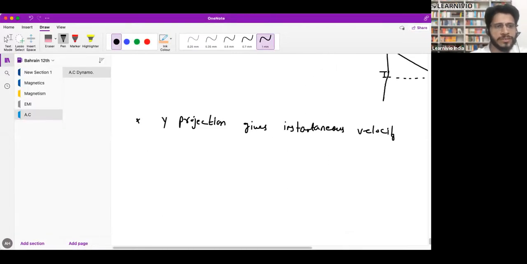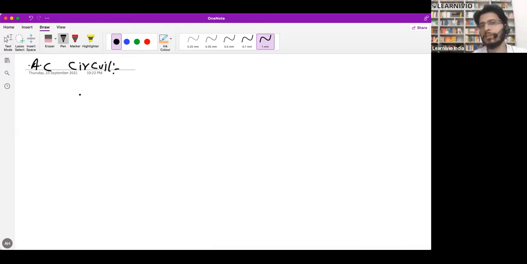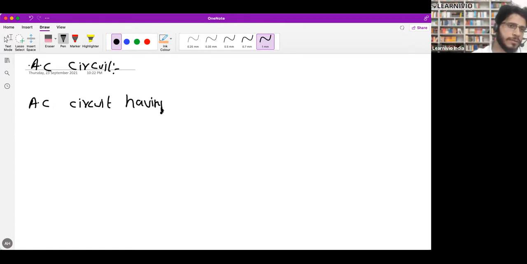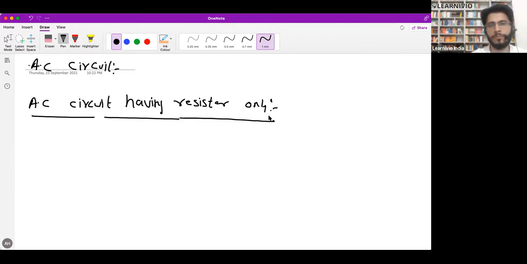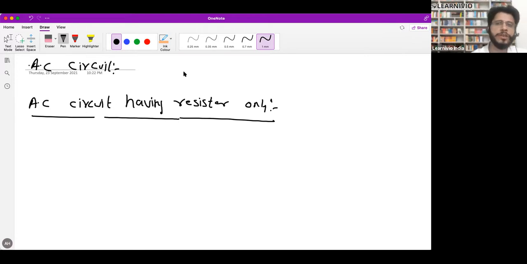So next we will start with circuits. We'll start with AC circuits, meaning circuits having AC as a source. We'll have many circuits. The first circuit is an AC circuit having a resistor only. Then an AC circuit having an inductor only, and an AC circuit having a capacitor only.